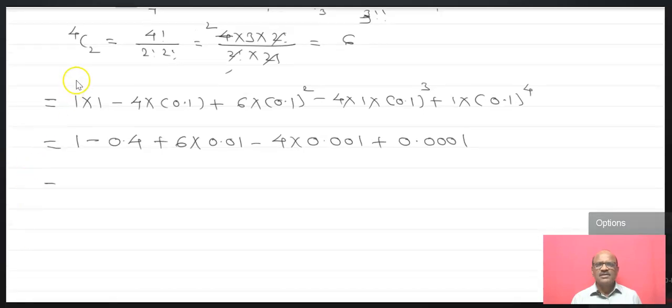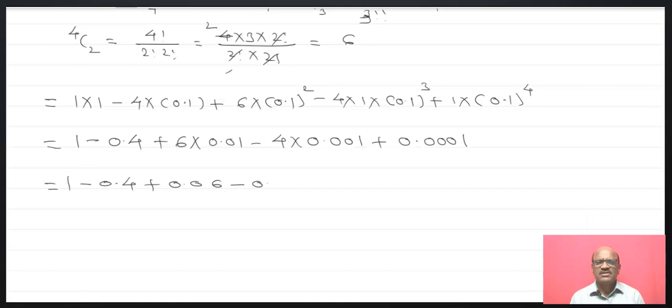Now see this here. That is 1 into 1, 1. 4 into 0.1, that is 0.4. 6 into 0.1 bracket square, that is 0.06. 4 into 1, that is 4, into 0.1 bracket raised to 3, that means 0.004. And 0.1 bracket raised to 4 is 0.0001. And we'll add the positive terms and add the negative terms, then make the subtraction.